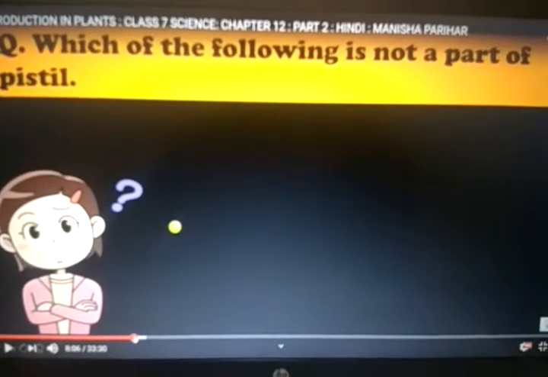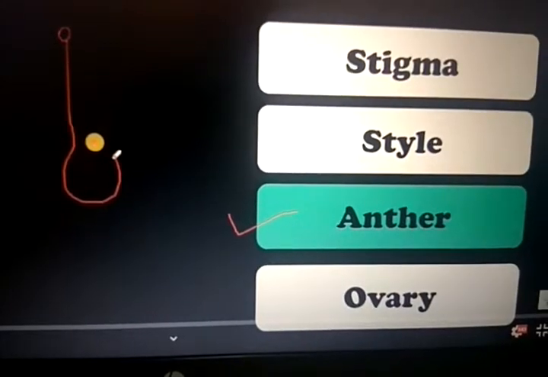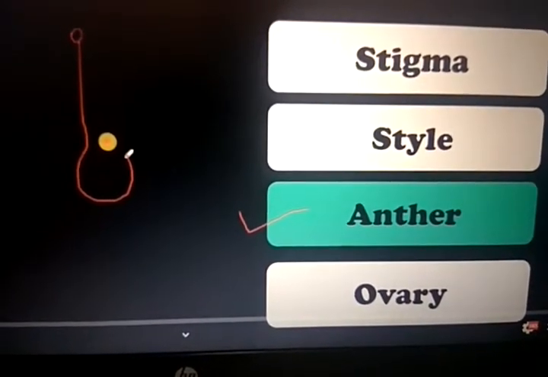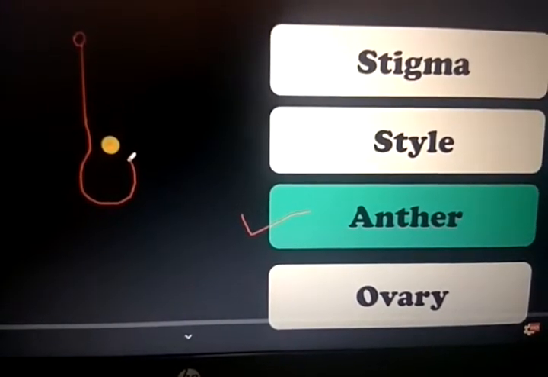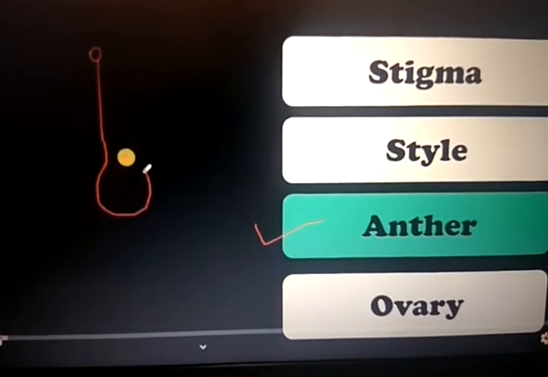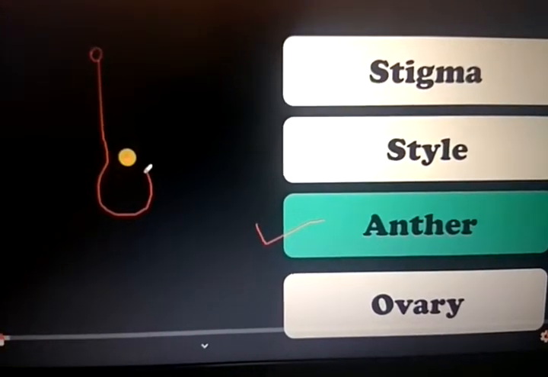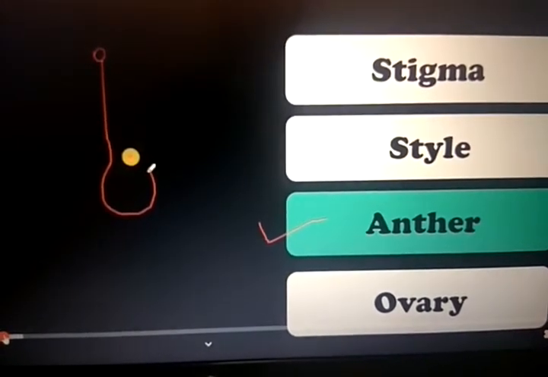Now the question: which of the following is not a part of pistil? Stigma, style, anther and ovary. So anther is not a part of pistil, it is a part of the male part of the flower. Anther is a part of stamen. Stigma, style and ovary are parts of the female.